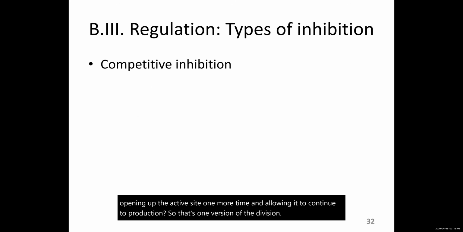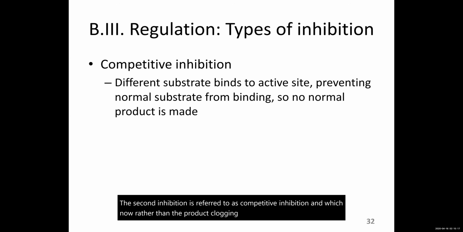The second inhibition is referred to as a competitive inhibition, in which now rather than the product clogging the site, there's something else competing for that same site. In other words, two different things can fit in the same active site or in the same pocket, and each one of them has a different affinity, a different interest, if you will. And so depending on which one gets in there first, it will prevent the other one from getting in.